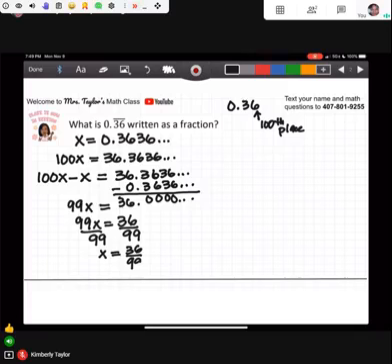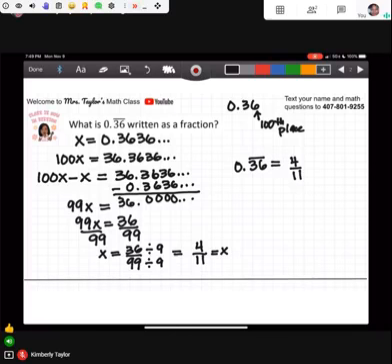But chances are they're going to want you to give a simplified answer. The answer 36 over 99 is not incorrect. It's just not simplified. So I can divide both my 36 and my 99 by 9. And when I do that, I get 4 11ths. And that is going to be the value of x. Or if I wanted to write it correctly, 0.36 repeating is 4 11ths as a fraction. So we'll make that our final answer.